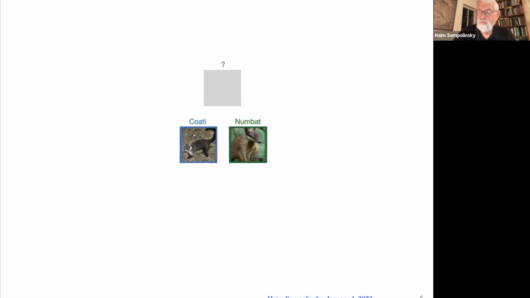It's easier to take a subject and show the subject two categories, hopefully unfamiliar to the subject. We can also give each a name. This is an image of a coati. This is an image of another animal called a numbat. Let's say the subject has no prior experience or familiarity with these concepts. So we present the subject with two, let's call them training images. And then they are labeled, and then we show the test image on top and ask the subject, does this image look like a coati or a numbat?